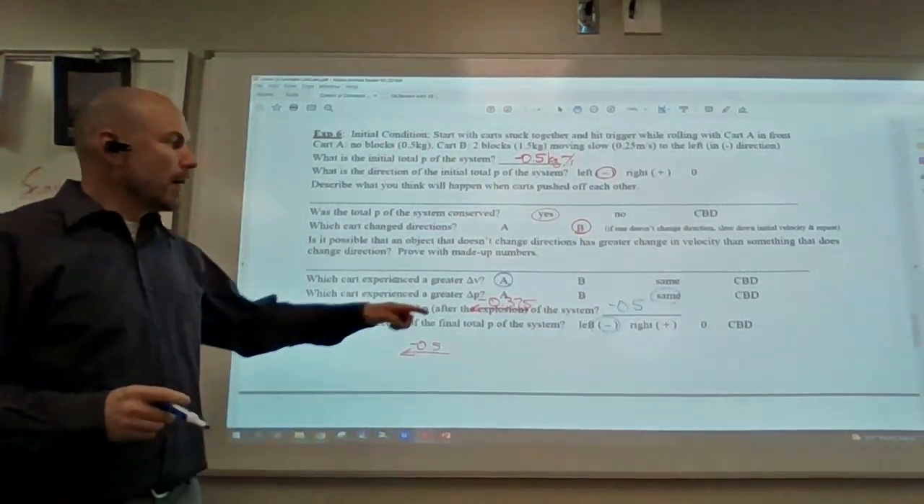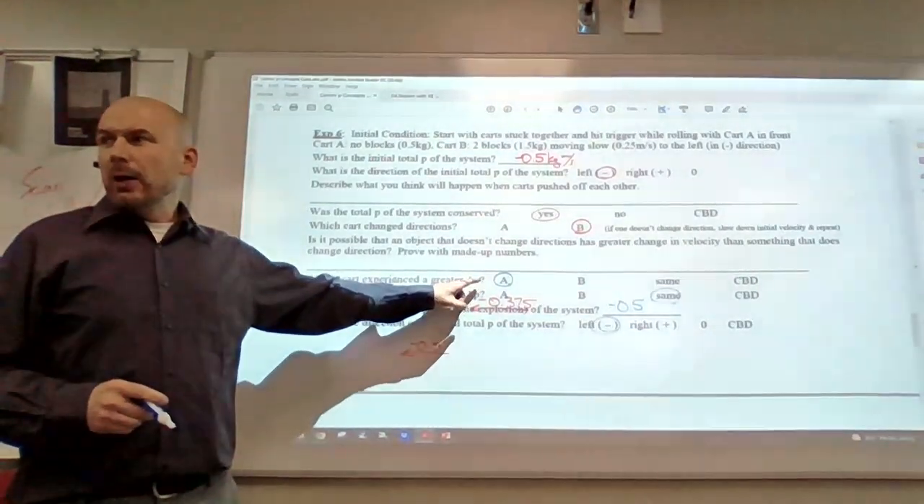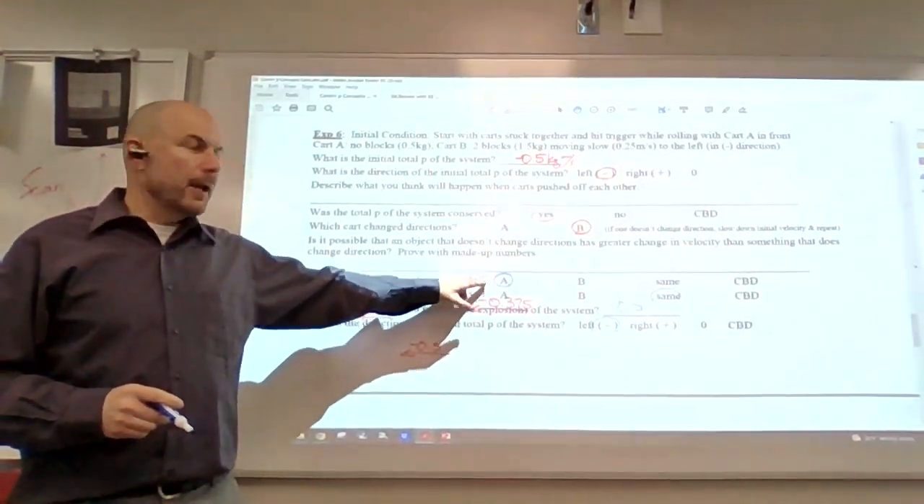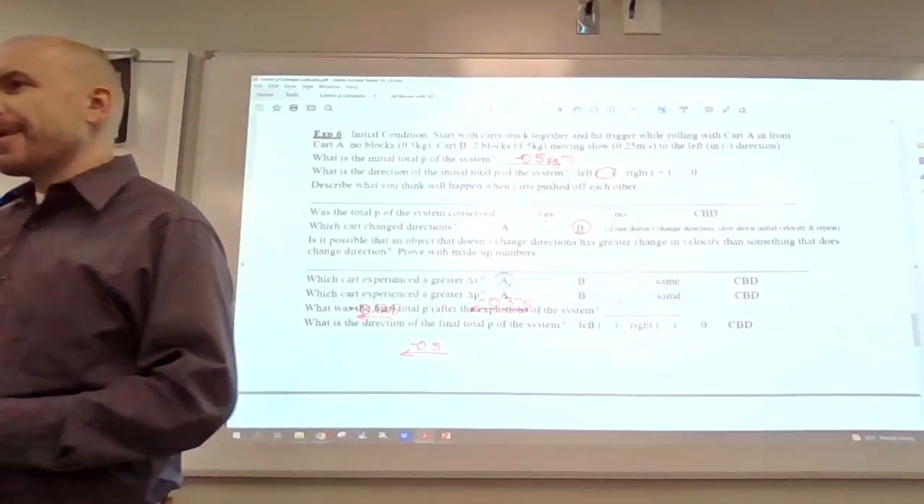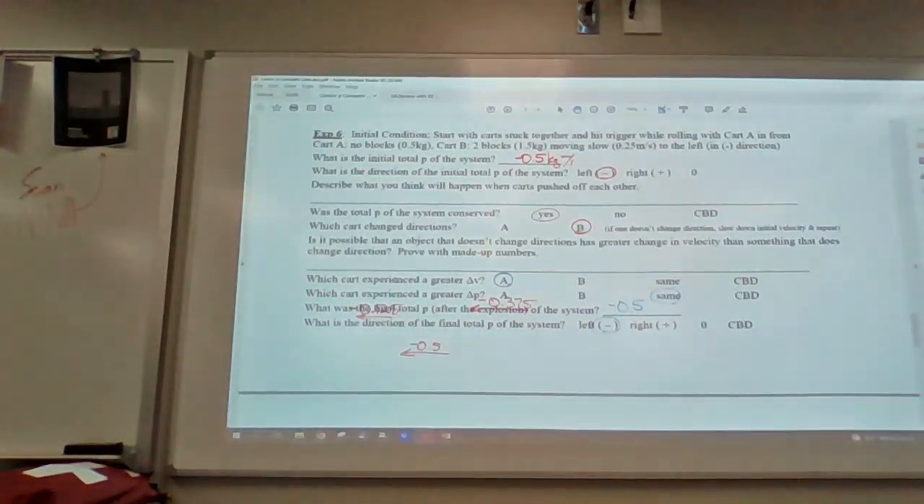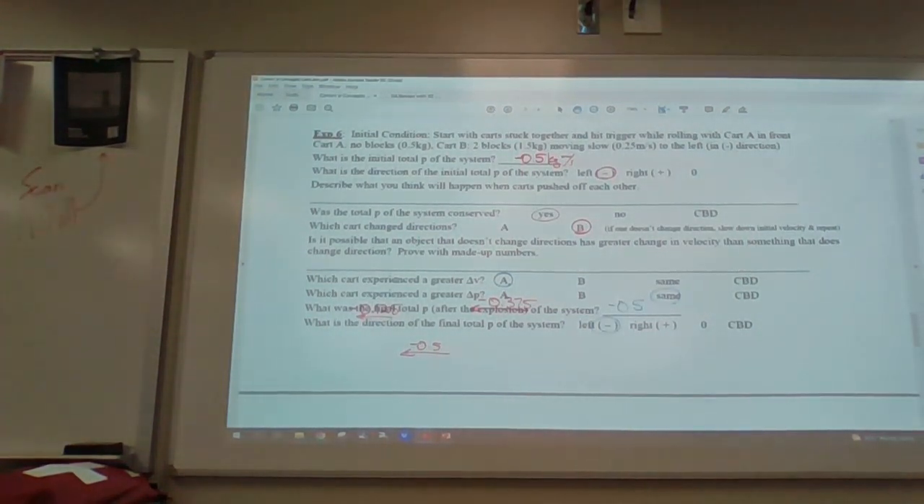Tell your neighbor why we know definitively that A had a greater change in velocity. How would you know that without seeing it? You can't say it visually, because math is still a thing. There's a definitive way to think about it, so think of a different way.